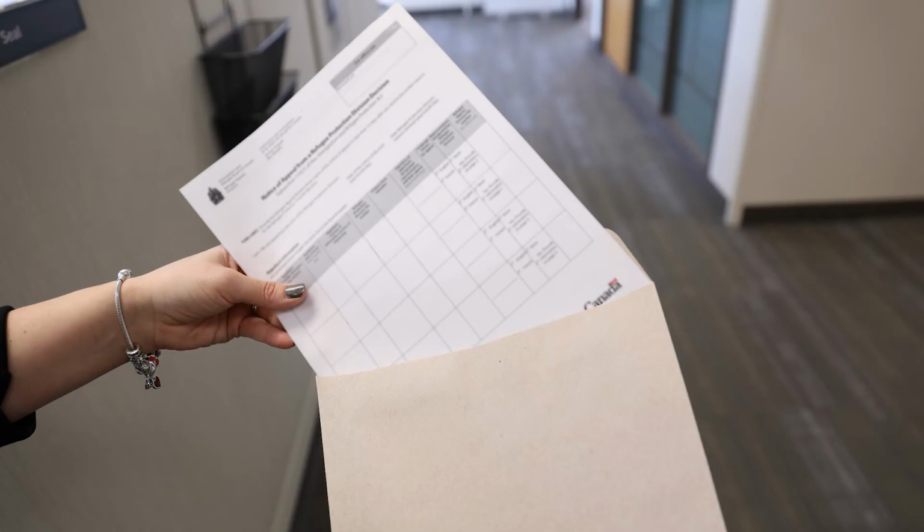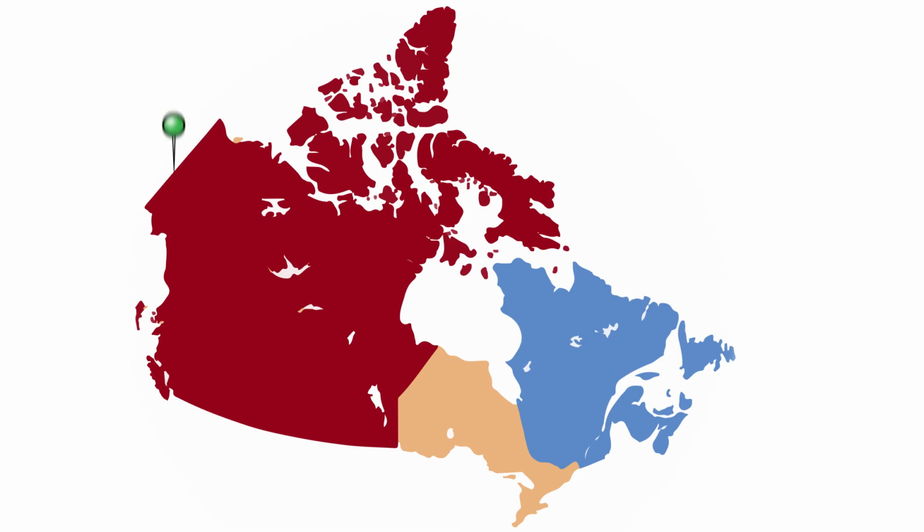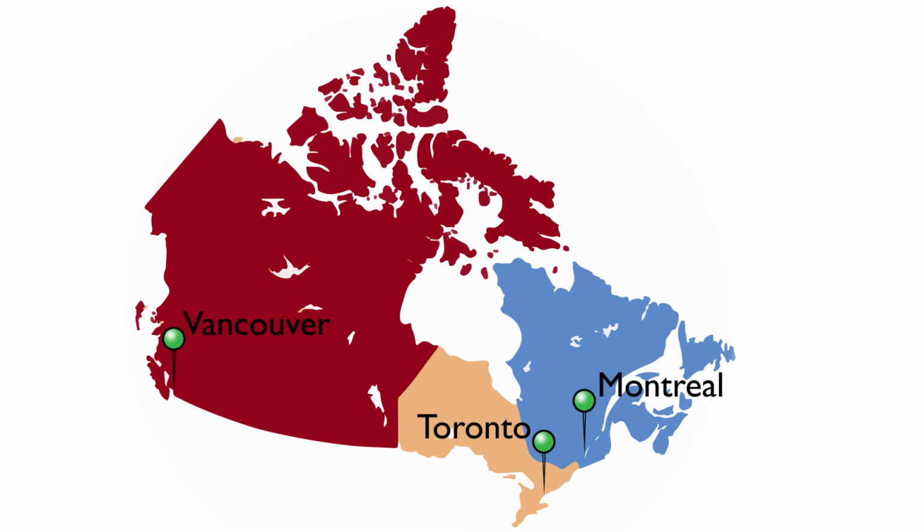Mailing your form. You must mail or hand-deliver the signed original and 2 copies of your completed Notice of Appeal form to the RAD. The forms should be sent to the office in your region. Links to the addresses for these offices can be found in the description below this video.